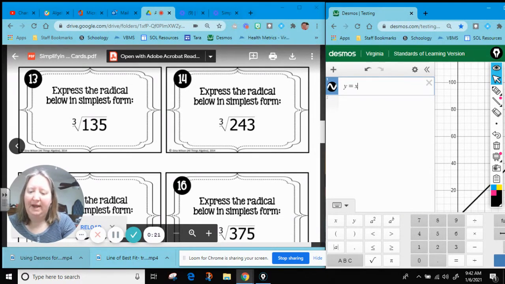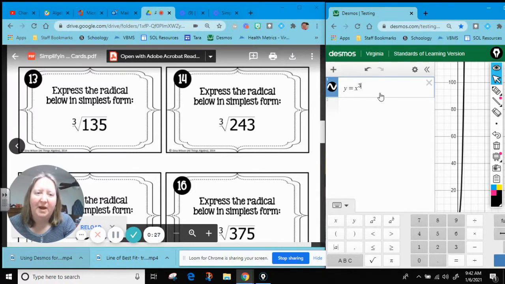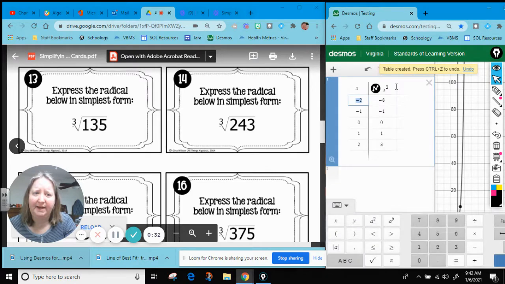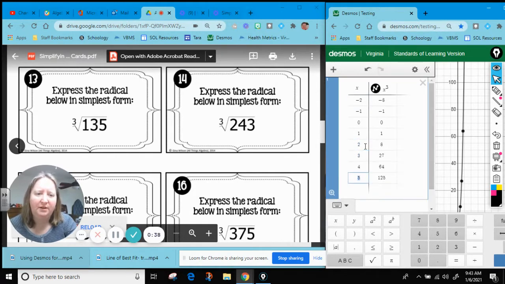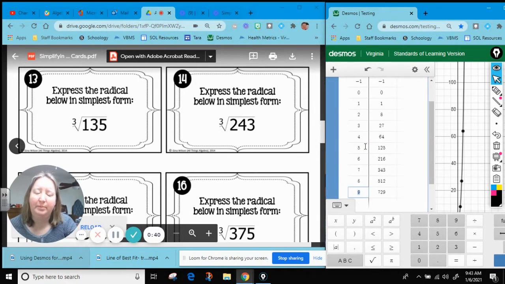Y is equal to X, and then I do Shift 6 to get the caret up there, and I do to the third power. So now I'm going to come over here to the cogwheel and create a table of values. So these over here on this right side, it's going to be a list of my perfect cubes. You can go up as high as you want. That's probably plenty.